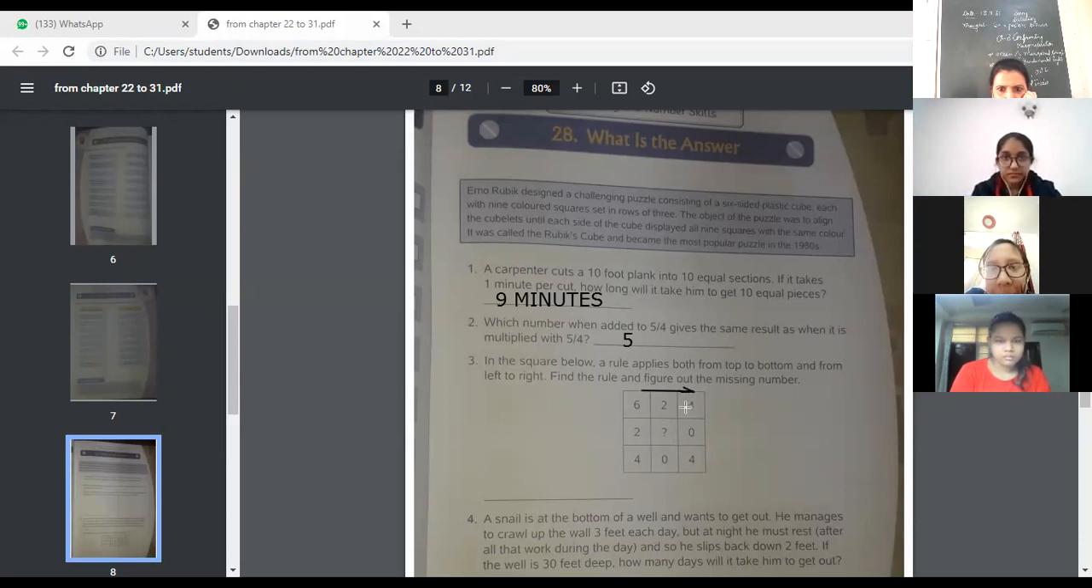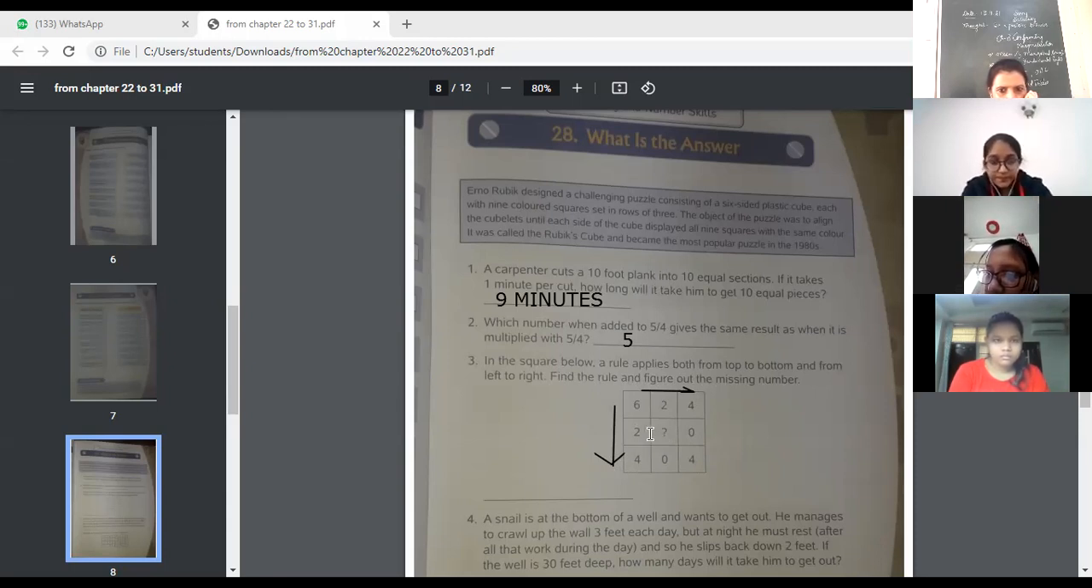You are subtracting 6 minus 2 equals 4. Similarly, if we are going downwards, then we are following the same pattern. What is the pattern? 6 minus 2 equals 4. Even downwards from here, 4 minus 2 is 2, means the subtraction. Find out the rule and figure out the missing number. So which one is the missing number here?